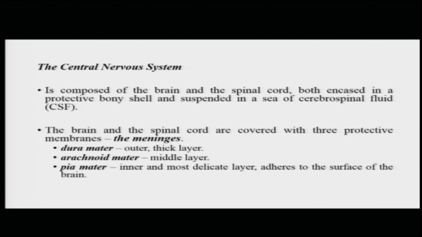That said, the brain and the spinal cord are covered with three kinds of protective membranes, which are collectively called meninges. The outer and thickest layer is called the dura mater, the middle layer is called the arachnoid mater, and the innermost and most delicate layer is called the pia mater, which basically adheres to the surface of the brain.